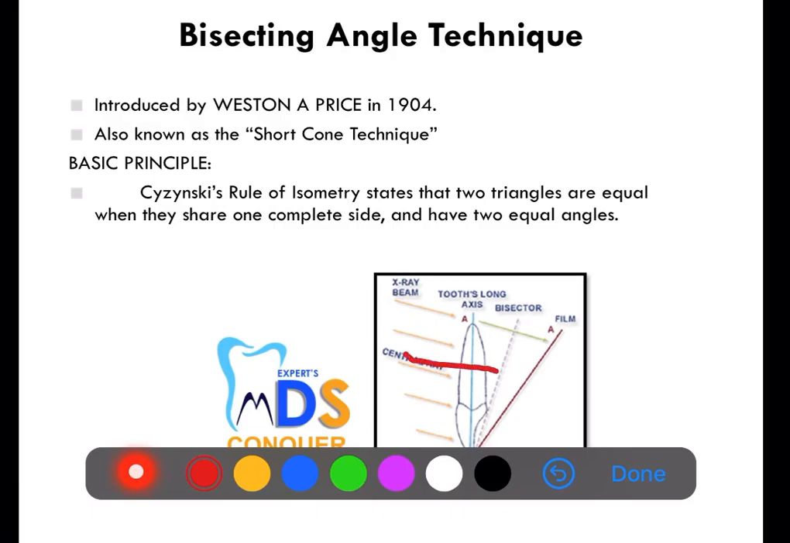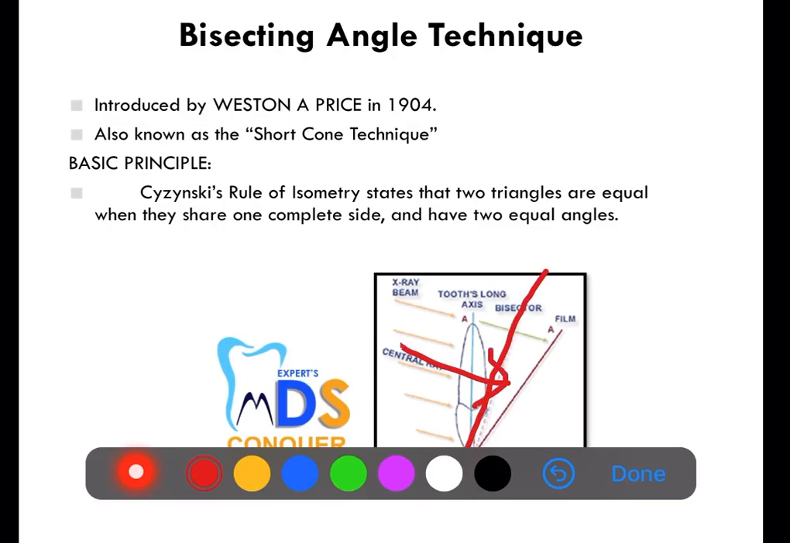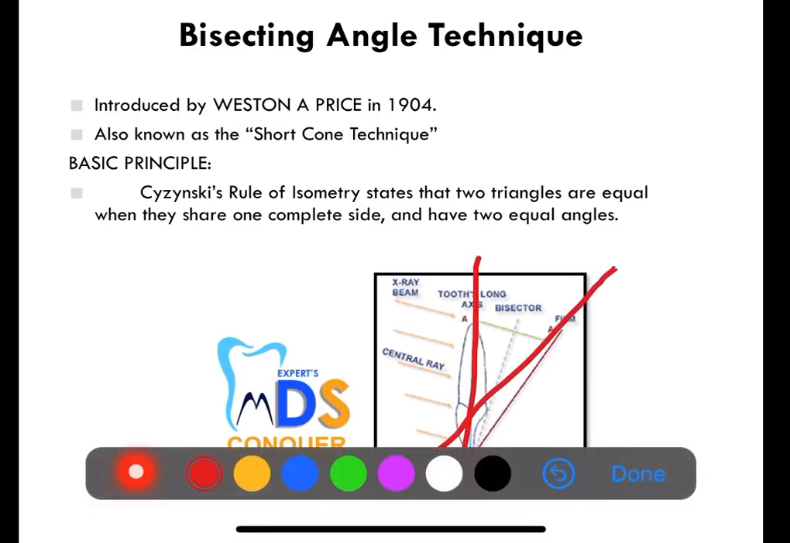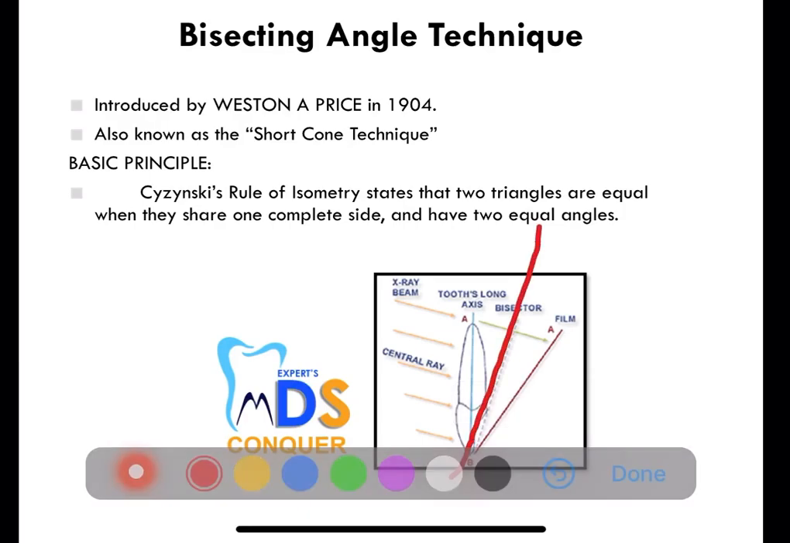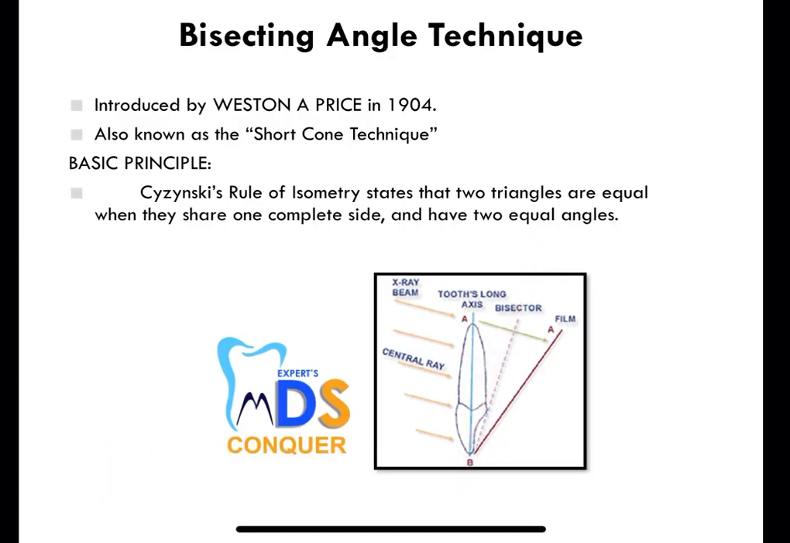Here the central ray is neither parallel nor perpendicular to the long axis, nor is it perpendicular to the film. It is actually perpendicular to the imaginary axis which is drawn between the triangles formed as a consequence of the long axis of the tooth and the film. So as you can see, the central ray is perpendicular to the imaginary axis. That is the main concept and principle related to the bisecting angle technique.